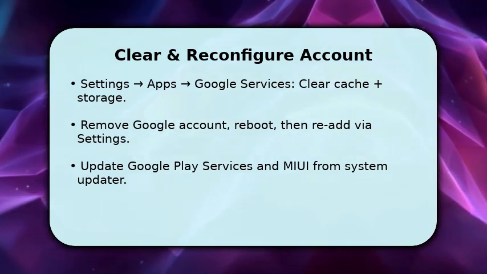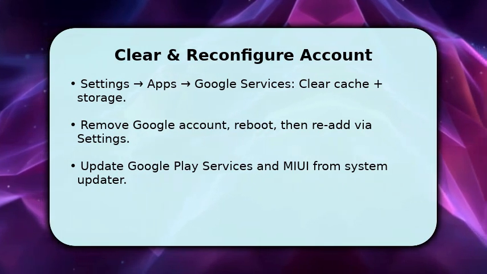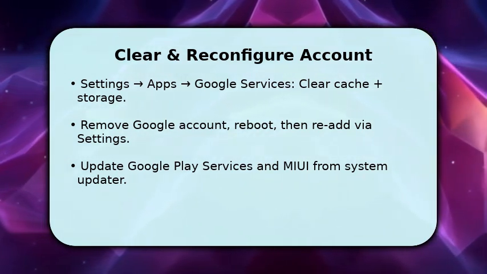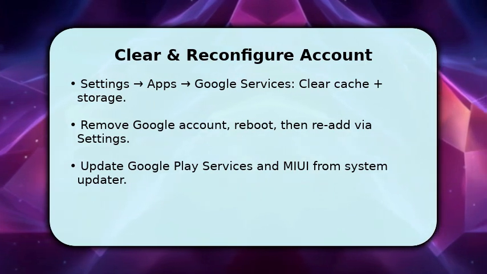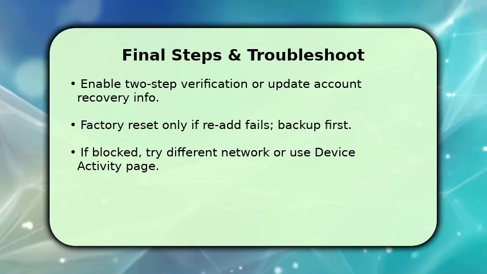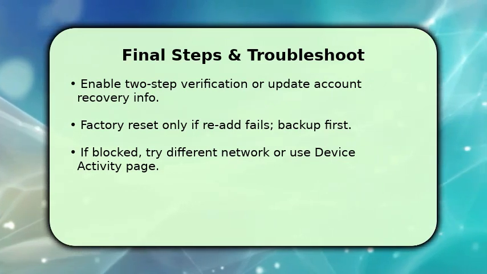If installation fails, download the matching APK and install. This fixes token mismatches that usually cause sign-in loops. Finally, verify account security. Update recovery email and enable two-step verification so Google trusts the device.